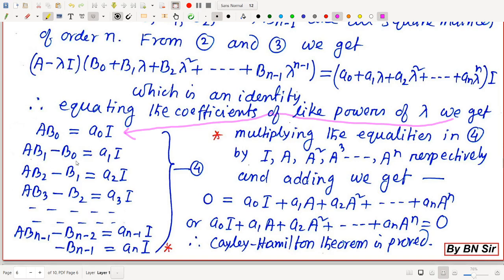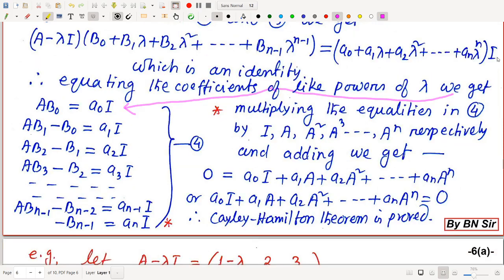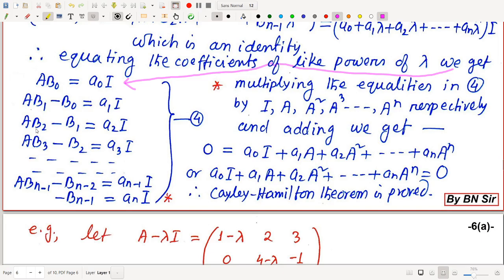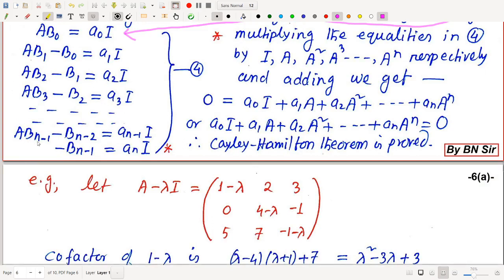See, AB1 minus B0, and here is A1I, the coefficient of lambda. Then lambda square: if we multiply A into B2, and this minus lambda I into B1 lambda will give us lambda square. I into B1 is B1, so AB2 minus B1 equals A2I. Here A2I is the lambda square coefficient. Similarly, AB3 minus B2 is A3I, and so on. It will continue. Finally, ABN minus 1 minus BN minus 2 will be AN minus 1 I.